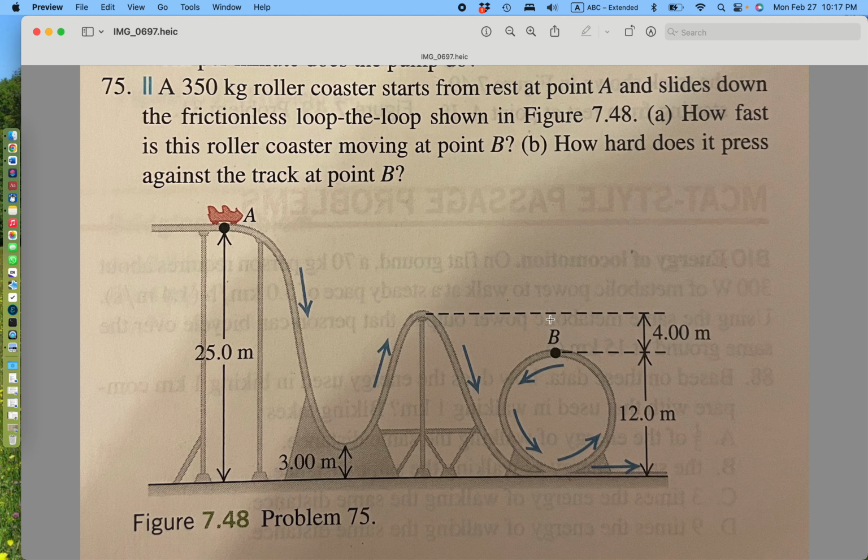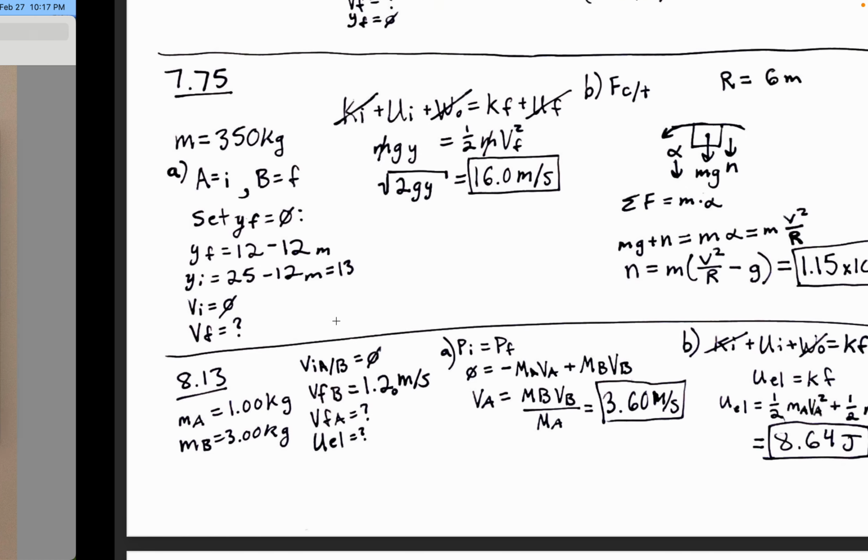So here, if we take this point right here, if we pretend that this is 0, then we're looking at the difference in potential energy here. So we'll say that because this only has potential energy, it's starting from rest. And this one here, if this point is 0, then it has no potential energy, and it only has kinetic energy.